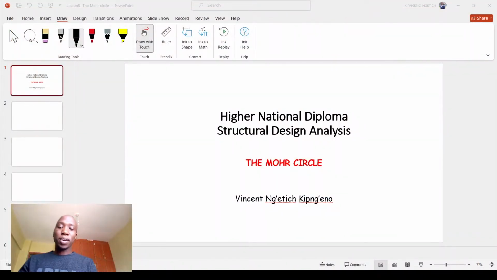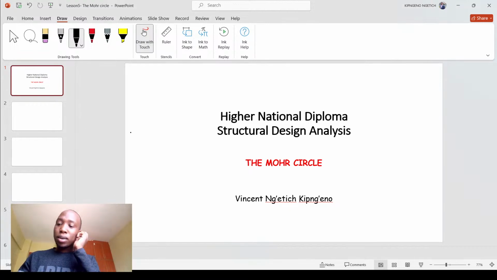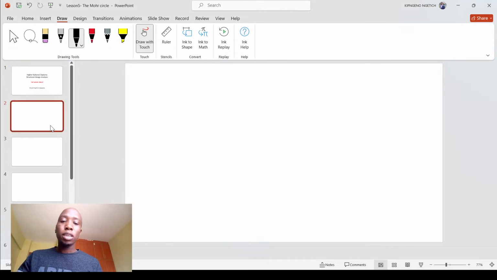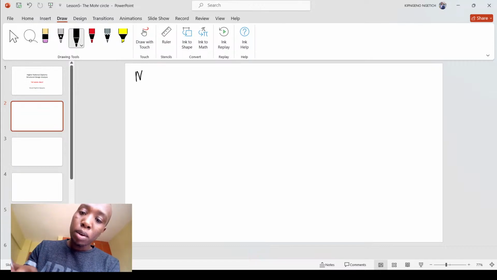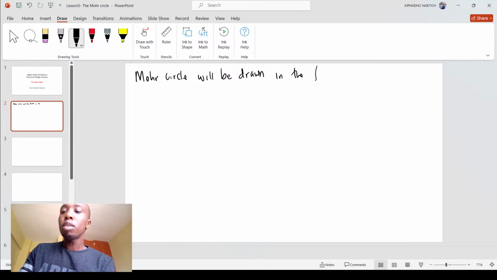The Mohr Circle. You have to know that the Mohr Circle is a graphical method of representing normal, tangential, and resultant stresses which are subjected in an oblique section. It will be drawn in the following cases.